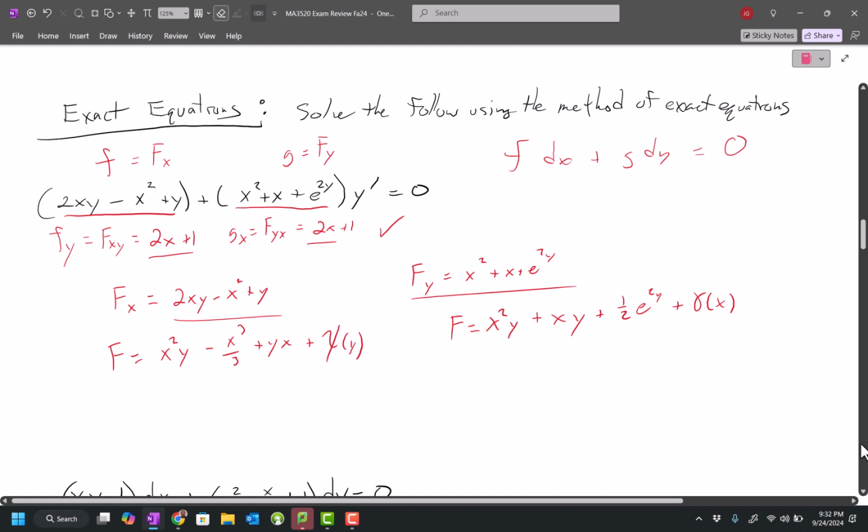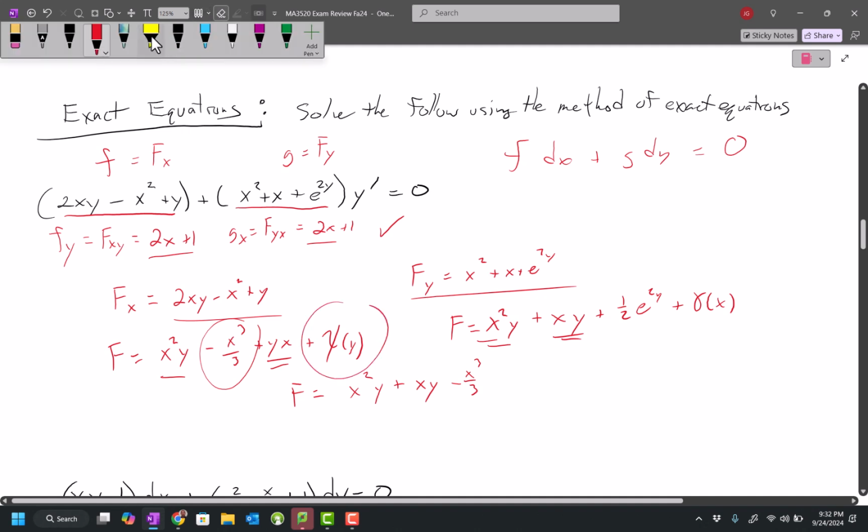And now basically I have two different pictures of the same function f. I can put my pictures together. I have an x squared y term that matches the mixed term from the other side. I have a y times x. That term also has both variables and matches the other equation. Then I have a negative x cubed over 3. And lastly, I have some mystery function of y.